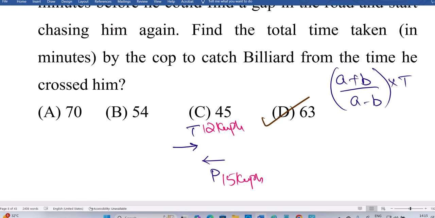7 minutes. Then what happened? The thief is already here. Now the police did the U-turn. The U-turn is available somewhere here. Now he went. By the time the thief is here, the police started chasing.